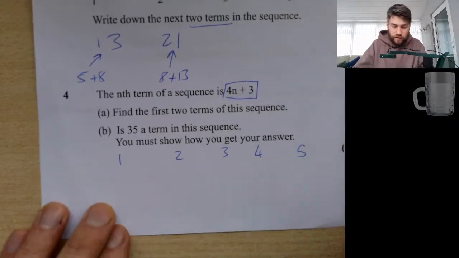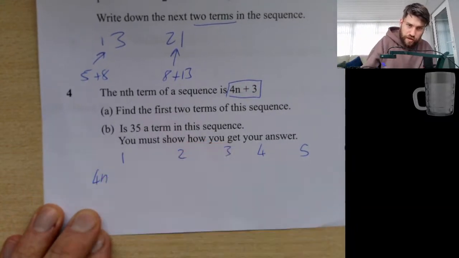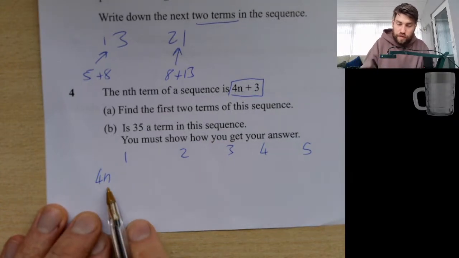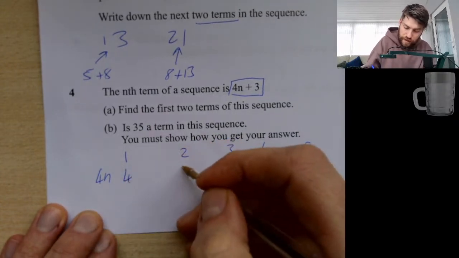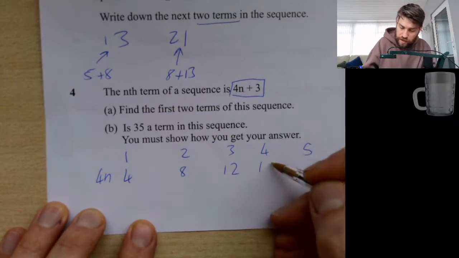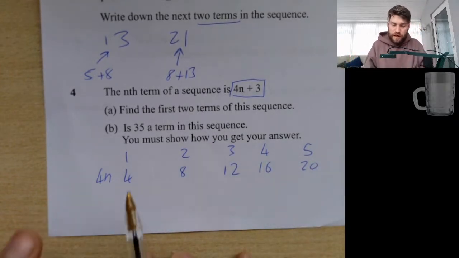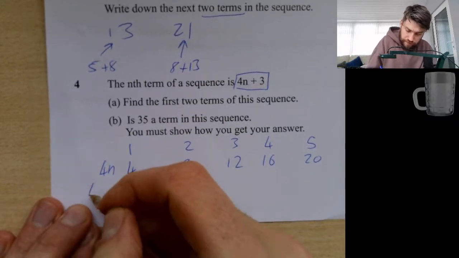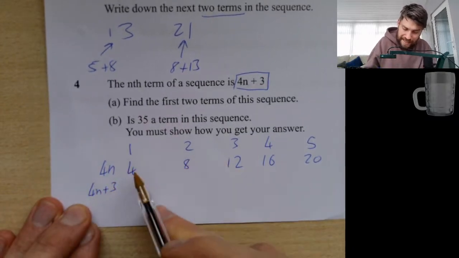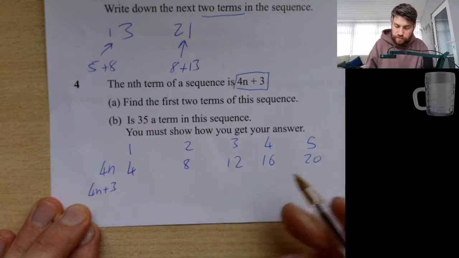Third term, 4 times 3, and so on. So I'm not going to do this for every single question, but just to show you the 4n, that'll be 4, 8, 12, 16, 20. So the 4n is the 4 times table. Then the plus 3 is when you're adding 3 to each of these numbers.